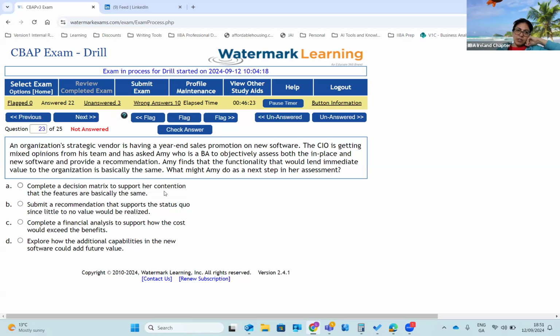A. Complete a decision matrix to support her contention that the features are basically the same. B. Submit a recommendation that supports the status quo since little to no value would be realized. C. Complete a financial analysis to support how the cost would exceed the benefits. D. Explore how the additional capabilities in the new software could add future value.